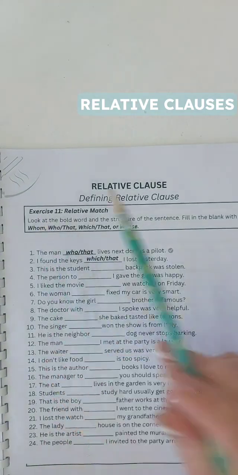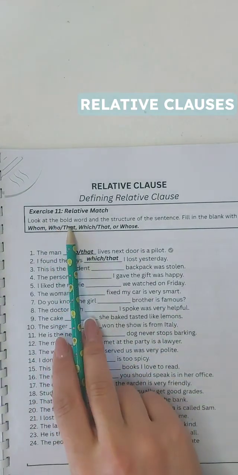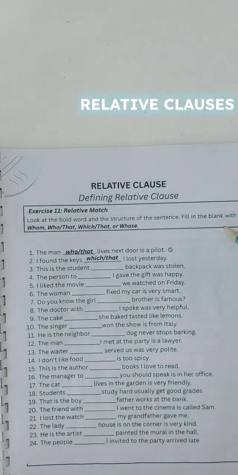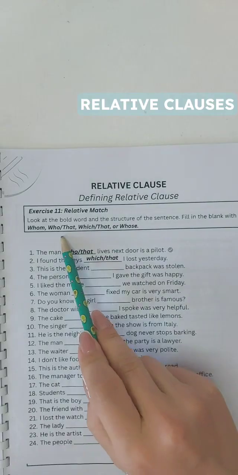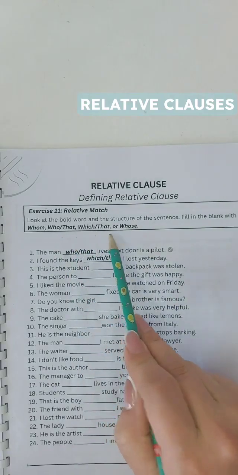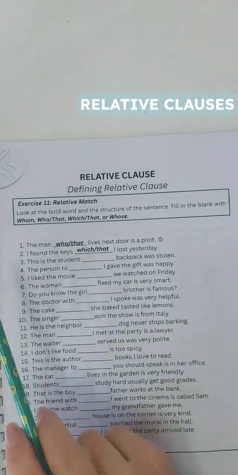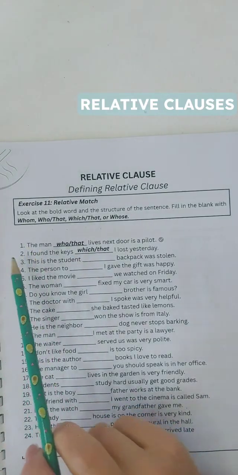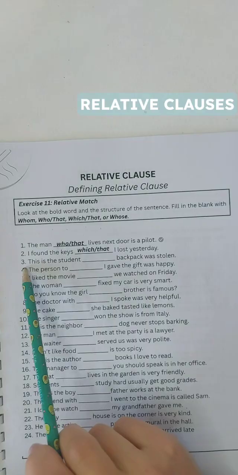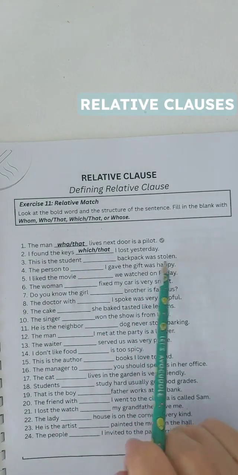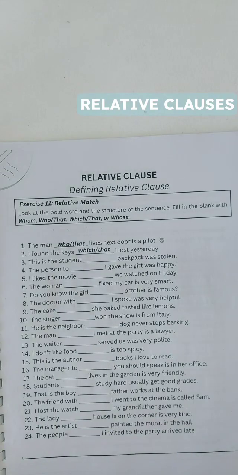Okay, let's do exercise 11. Look at the bold word and the structure of the sentence. Fill in the blank with whom, who, that, which, that, or whose. Okay, number 3. This is the student's backpack was stolen. What do you think?